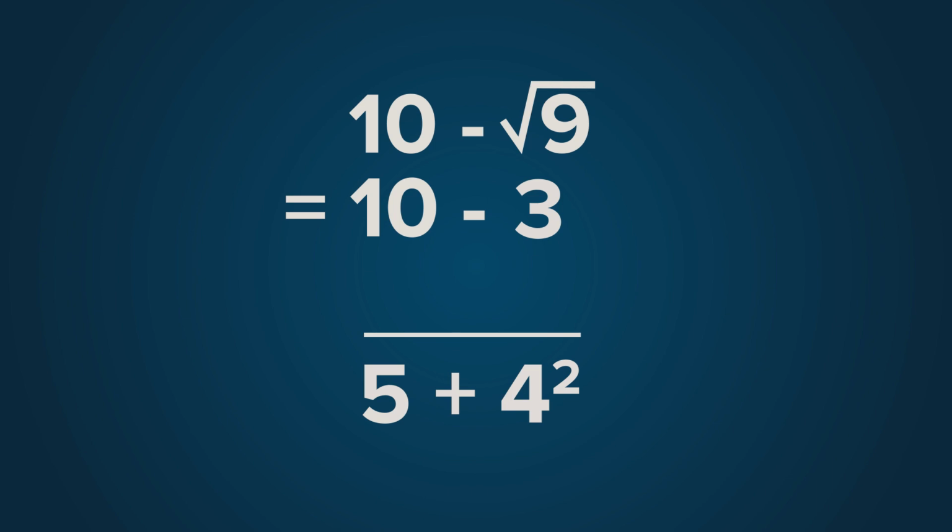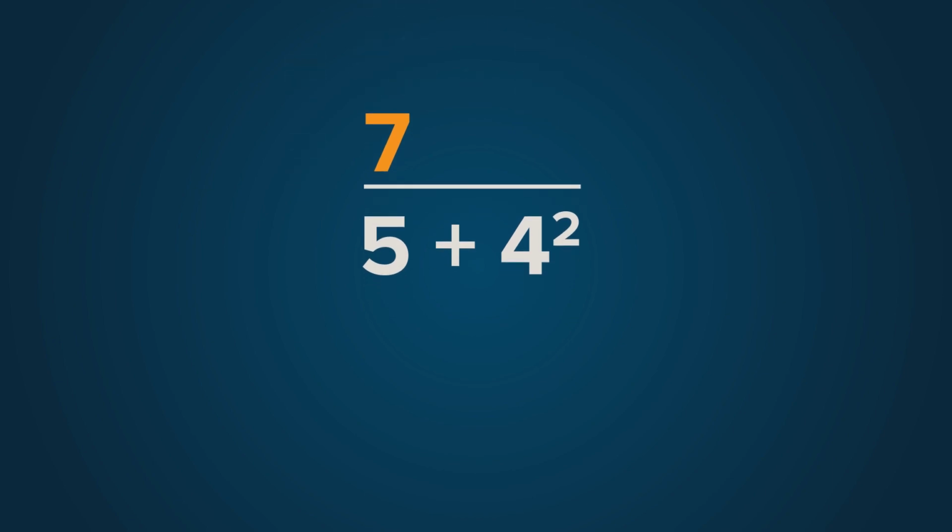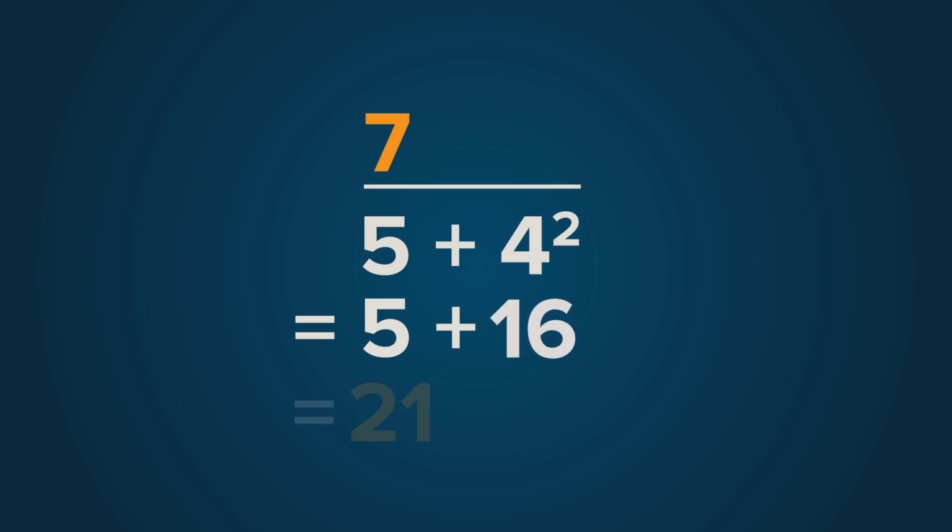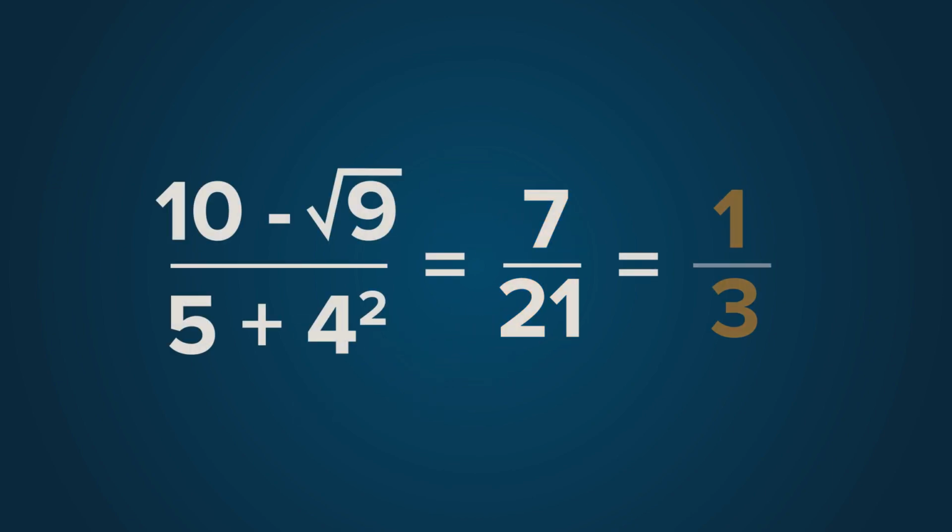Then we subtract: 10 minus 3 equals 7. Next, the denominator. So here the top priority goes to the exponent. 4 squared is 16. 5 plus 16 is 21. So the original fraction is simply 7 divided by 21, or 1/3.